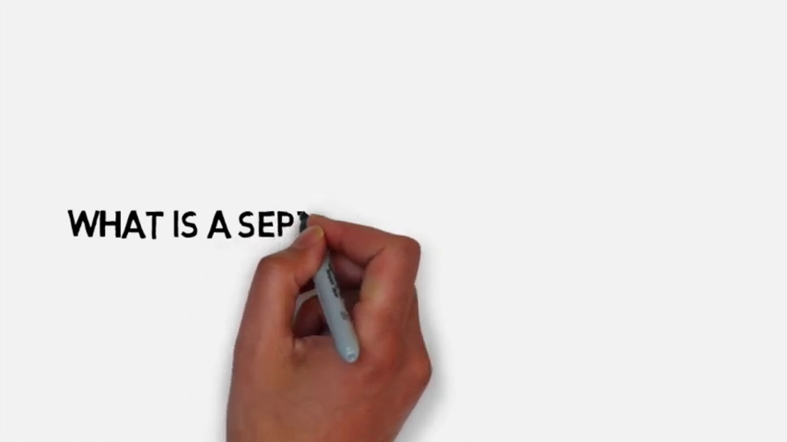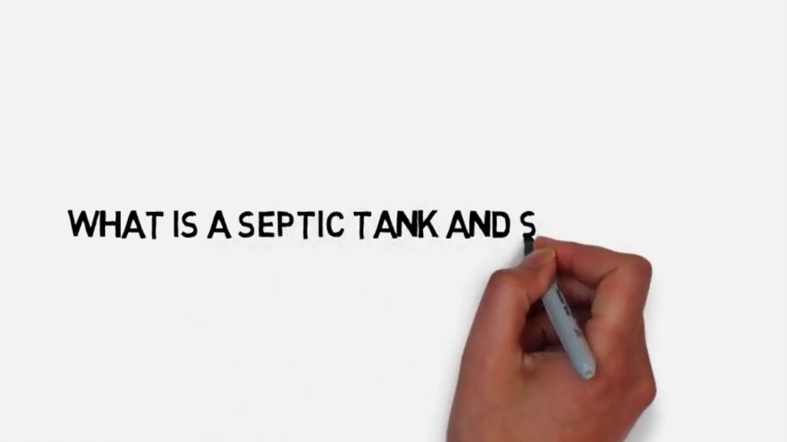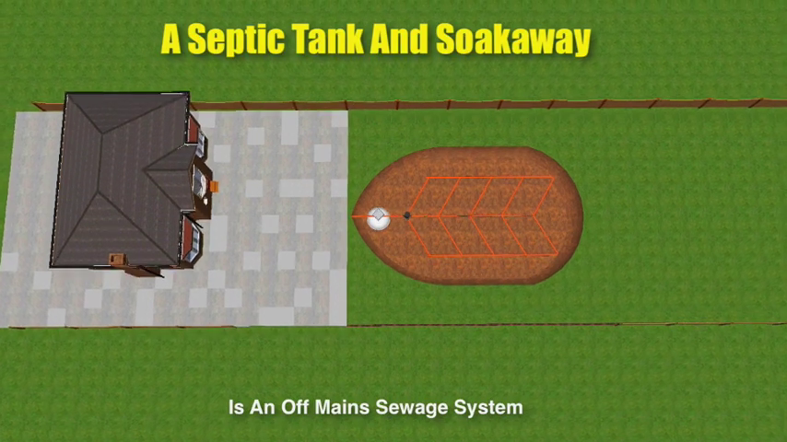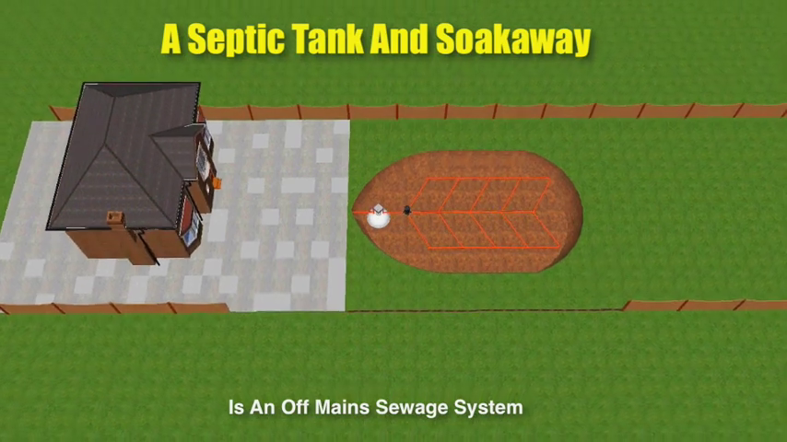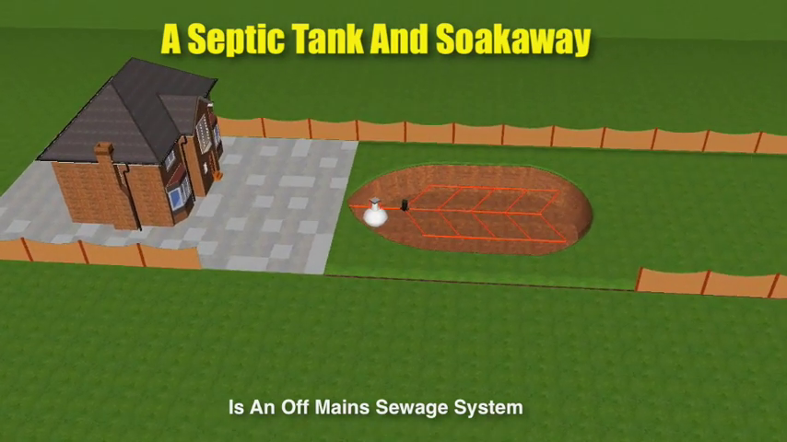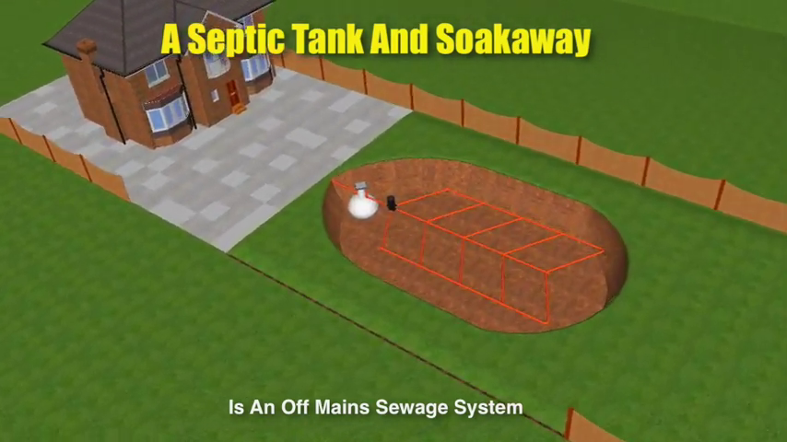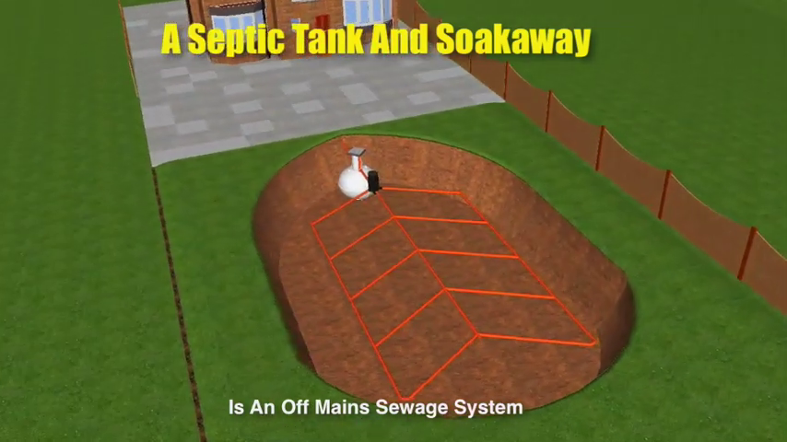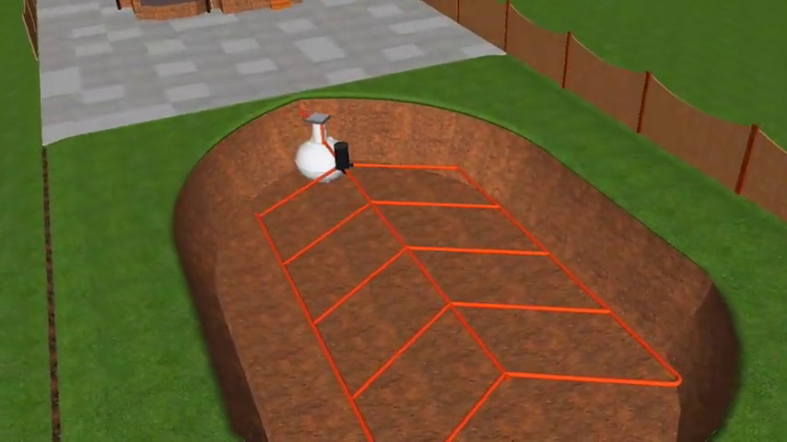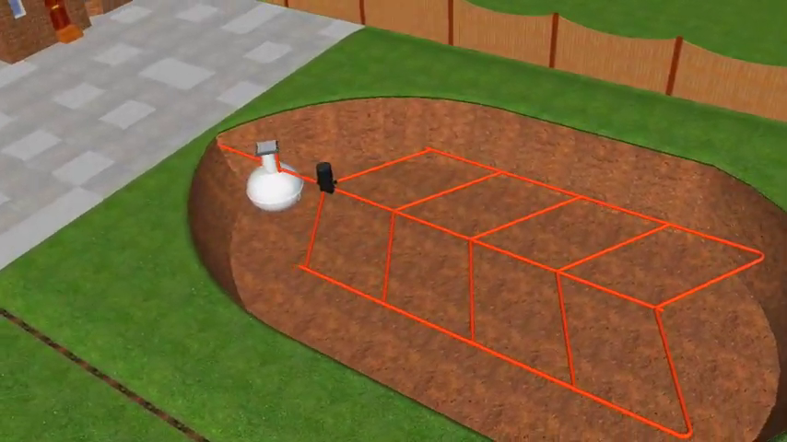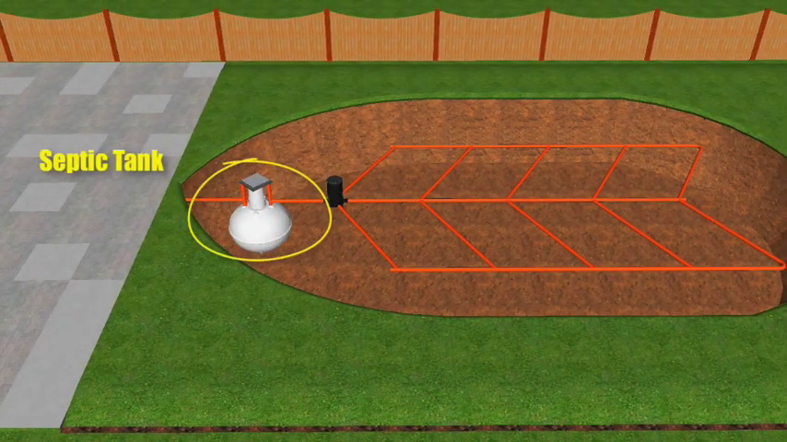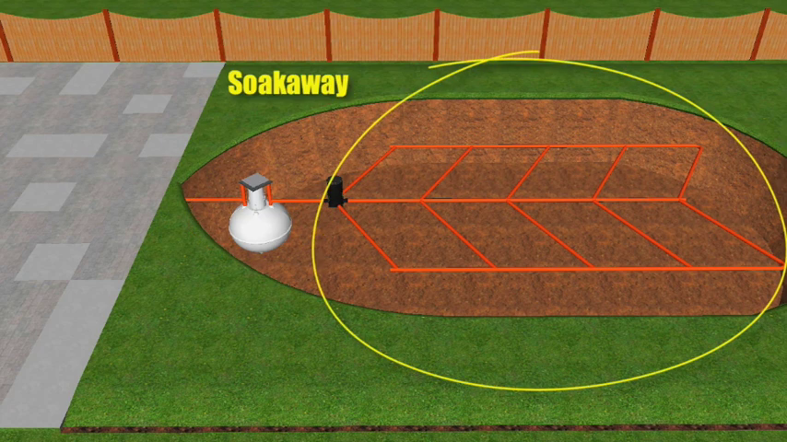So, what is a septic tank and soakaway? A septic tank and soakaway is an off-main sewage system and is designed for properties that are not connected to the mains drainage. This kind of sewage system normally comprises two main components. Number one, the septic tank, and number two, the soakaway.